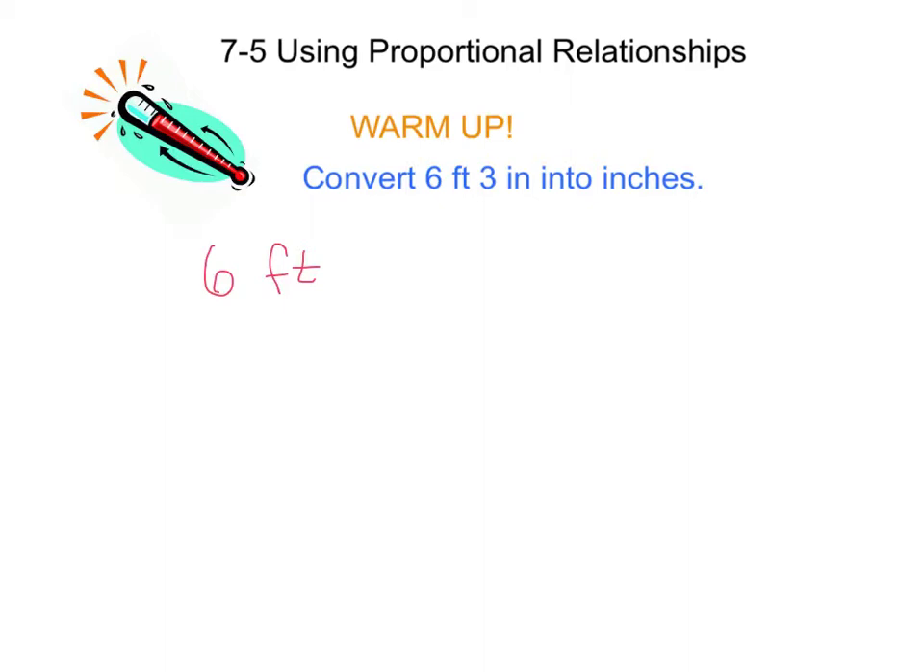Well, to do this, what I would do is we're going to multiply by, well, how many inches are in 1 foot? Because we're going from feet to inches. So we're going to say that there's 12 inches per 1 foot. Or in other words, the feet are going to divide out or cancel. This is going to turn out to be 72 inches.